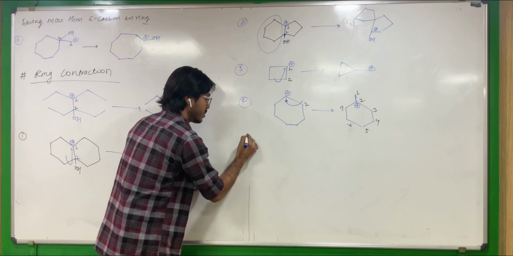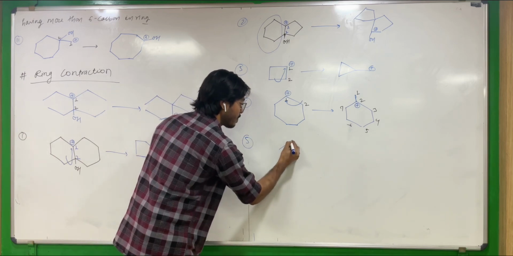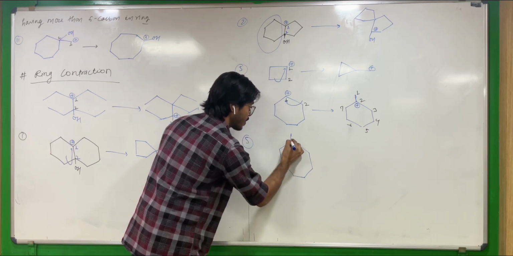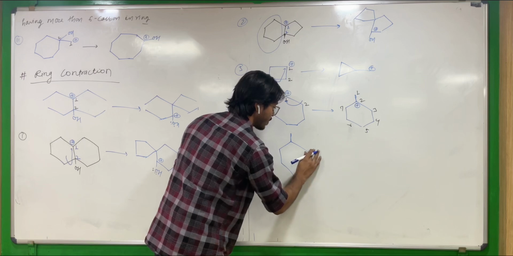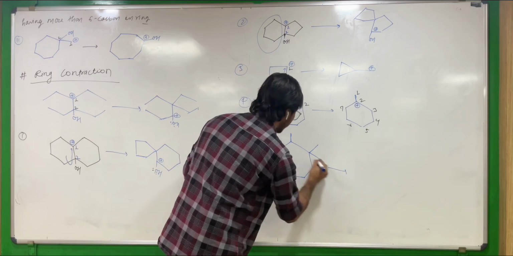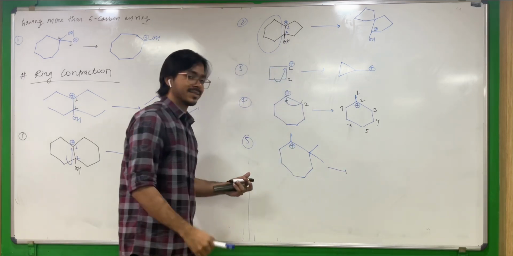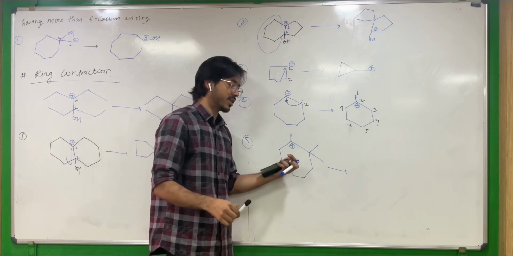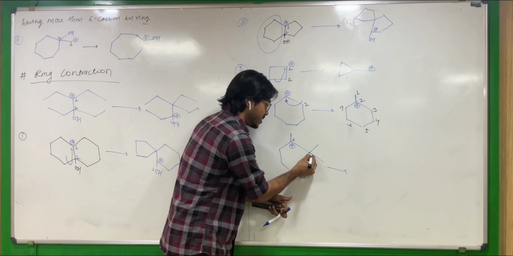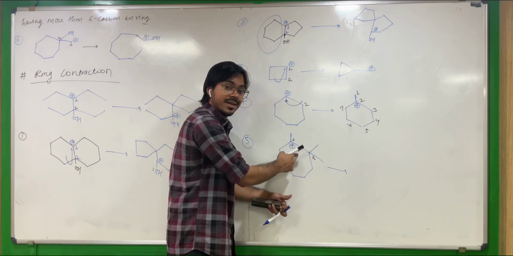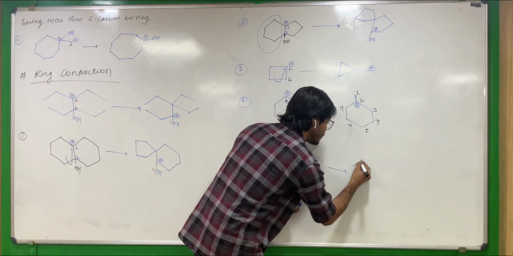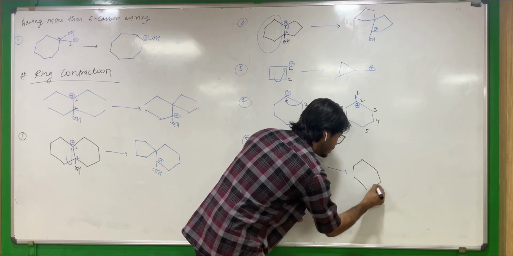Now fifth one. And positive charge is present here. So in this case will ring contraction take place or not? Ring contraction will take place because this is unstable. Now see, this is carbon number 1 and this is carbon number 2. So methyl shift will not take place. Ring contraction will take place from this carbon number 2. This bond will move here. So if this bond moves here, the product formed will be this.